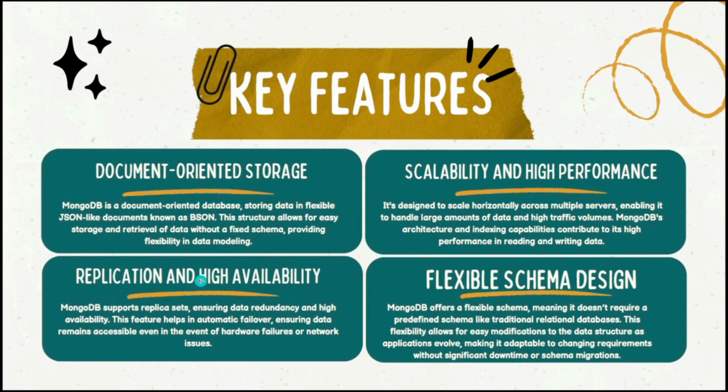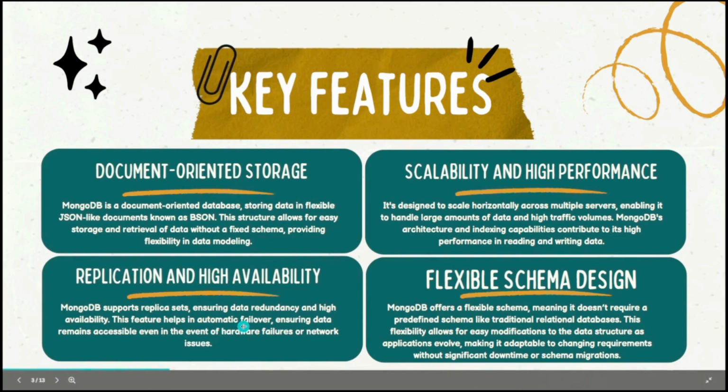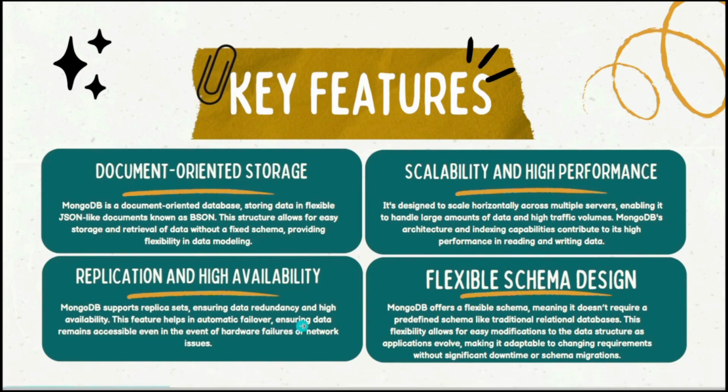Then after this, we have replication and high availability. So MongoDB supports replica sets, ensuring data redundancy and high availability. This feature helps in automatic failover, ensuring data remains accessible even in the event of hardware failure or network issues. That means, yeah, if you have multiple databases across different parts of the country, if one database goes down, the other is there. So it helps you to easily replicate, and it's highly available, and you can rely more on MongoDB, right? Then we have flexible schema design.